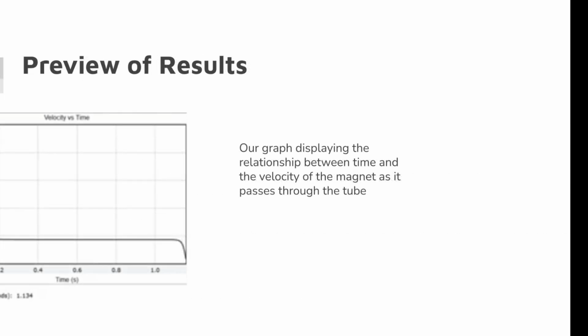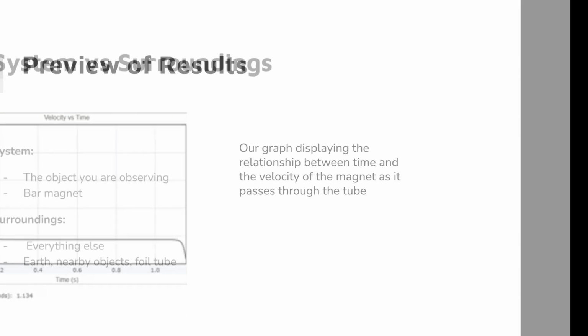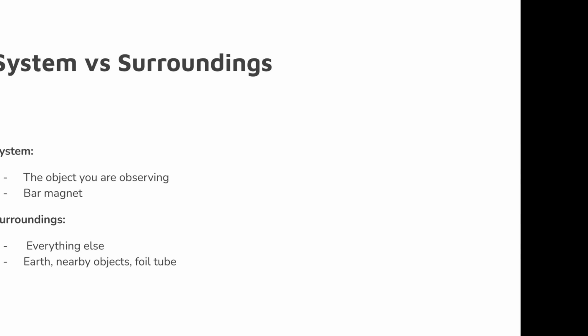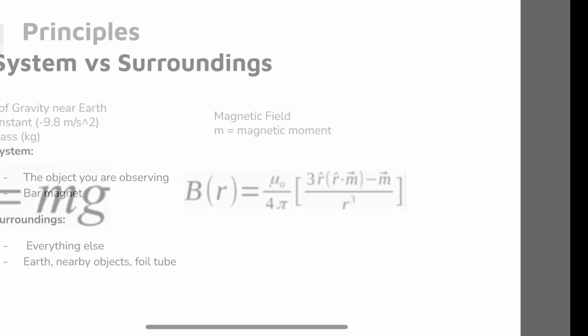This is just a graph displaying the relationship between time and the velocity of the magnet as it passed through the tube. System versus surroundings. The system is obviously what we're observing, the bar magnet, and surroundings being everything else, including the earth, nearby objects, and primarily the foil tube.